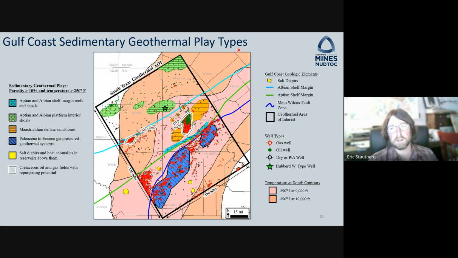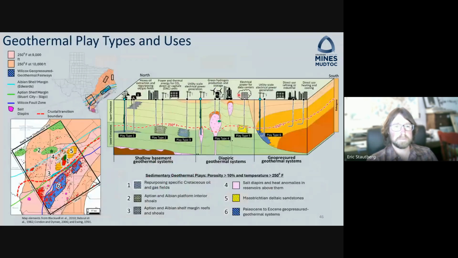So we really need to do a lot more work out here on the Gulf Coast to start exploring for these resources. And then to finish up here, I put together a block diagram to summarize the geology of the Gulf Coast, these different play types and some of their potential uses. So these are the different play types that we just talked about, our shelf margin reefs and shoals, our Maastrichtian sandstones, salt diapirs, etc. But there's just a ton of uses for geothermal energy out here on the Gulf Coast.